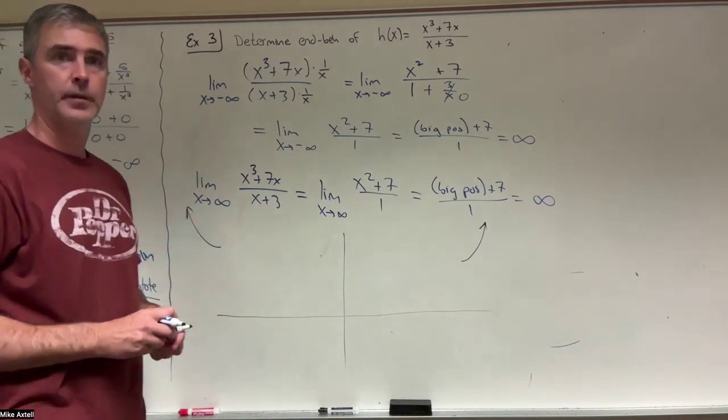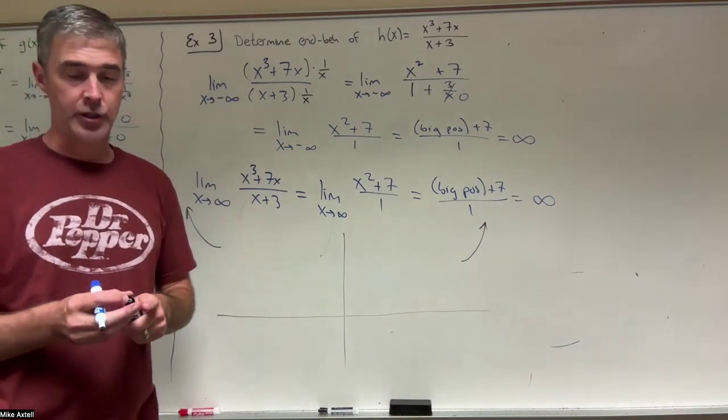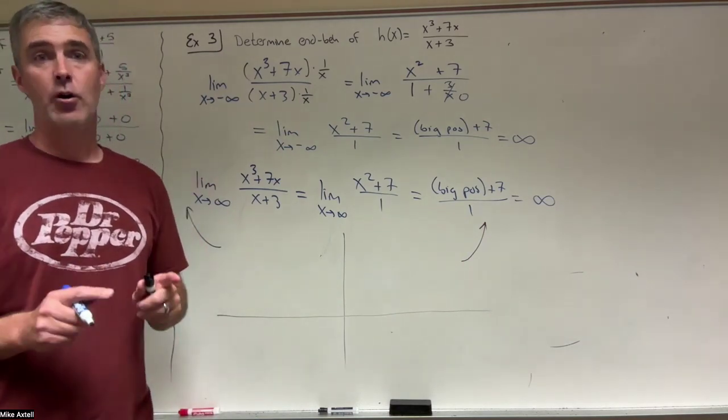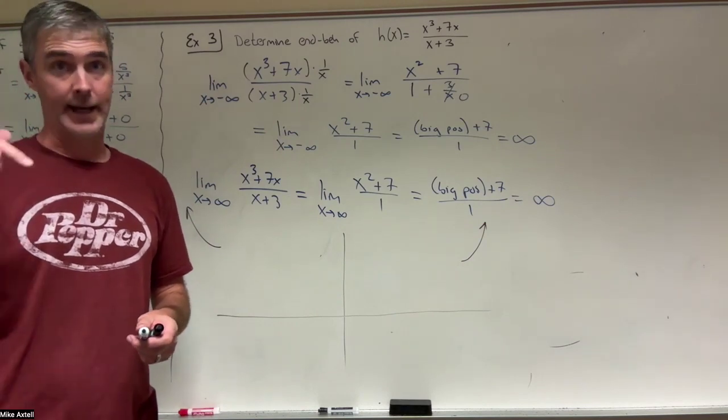All right, but big take home for rational functions: find the highest power of x in the denominator, and then divide the denominator and the numerator by x to that highest power.